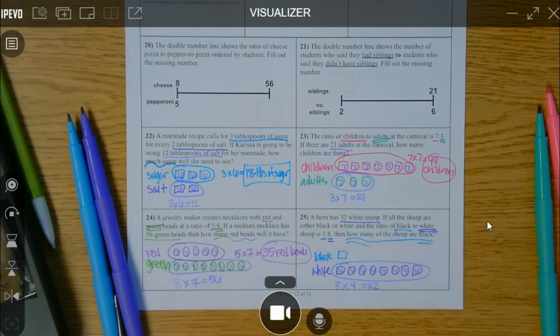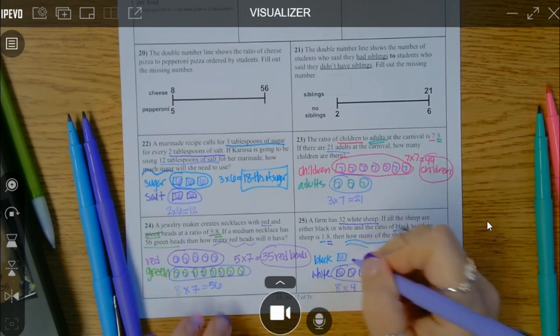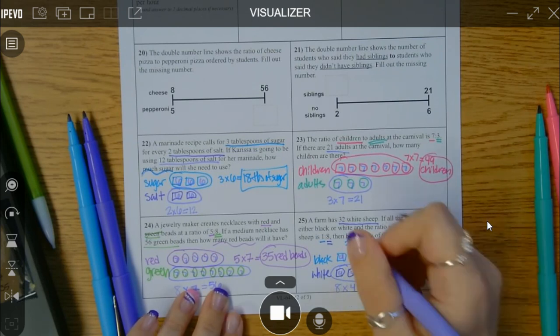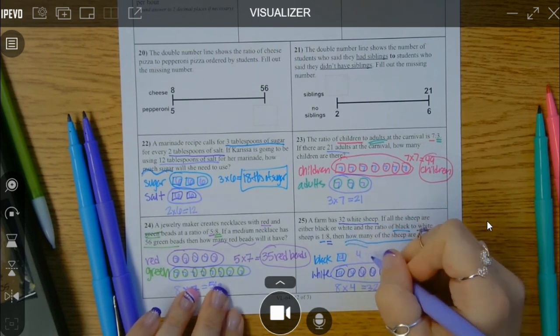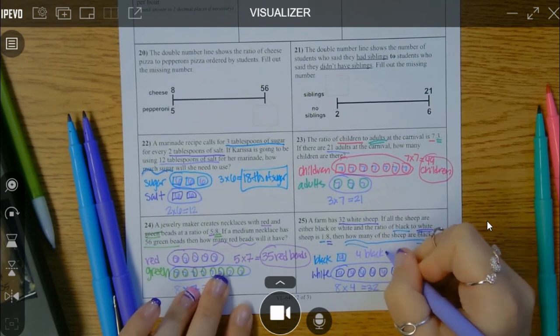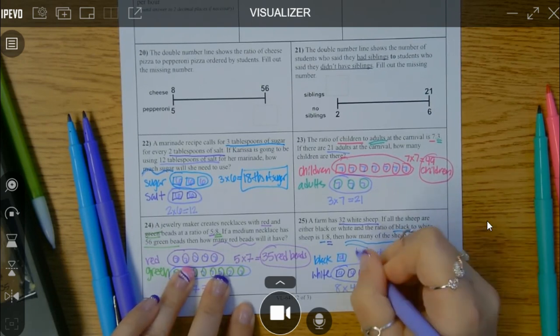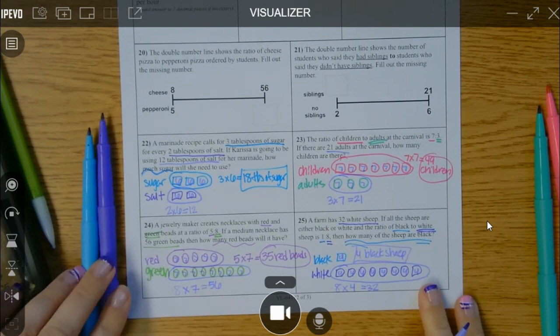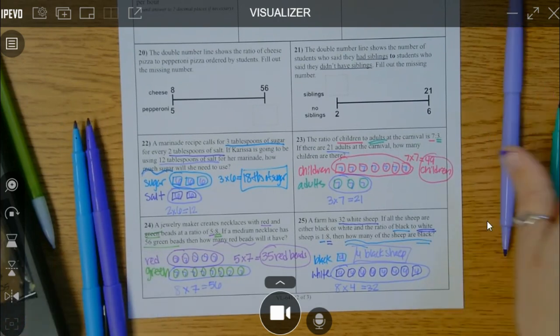All right. And then look back at what it's asking you. It's saying how many of them are black? Well, if all the boxes are worth 4, how many boxes are there representing black? Just one, that 1 4 box. So there's 4 black sheep. Done. So you can do tape diagrams or the 2 ratios set equally to each other or double number lines.